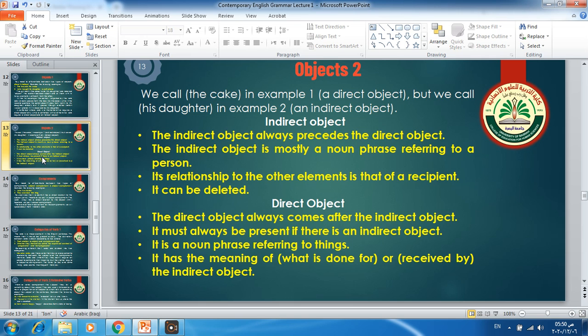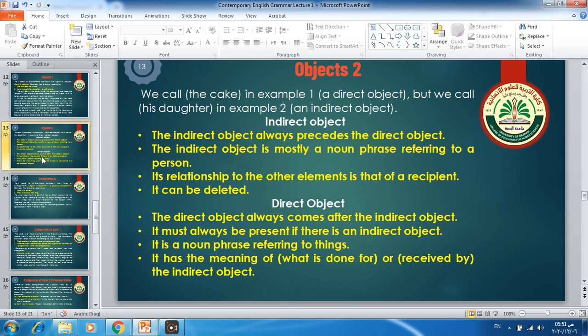So in our second example, John bought his daughter a cell phone. So his daughter is the indirect object. It is the recipient. It receives what? It receives the direct object. So his daughter received the cell phone. The indirect object can be deleted. We can delete the indirect object, and in this case, when we delete the indirect object, we change the structure of the clause from subject verb object object into subject verb object only.